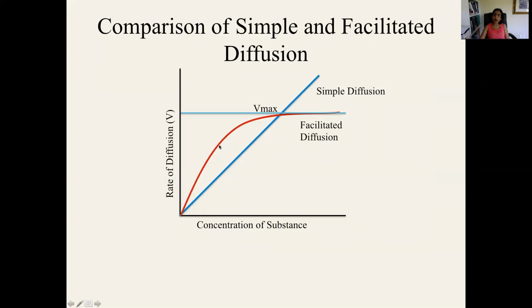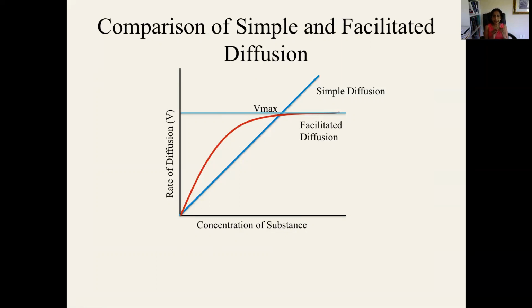So that's how you call it Vmax. Vmax is the maximum amount facilitated diffusion can occur within a cell. Okay? When you think about diffusion versus facilitated diffusion, because you have carrier proteins, once a carrier protein is available, the movement of a substance could be really quick.